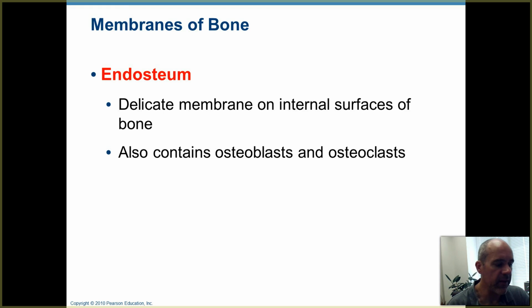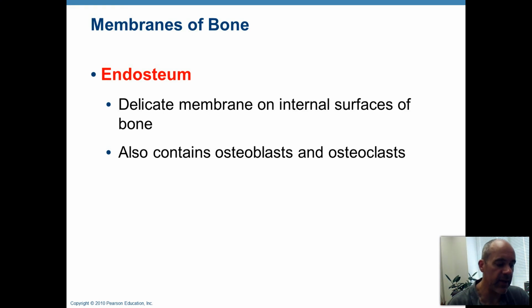A little bit more here about the endosteum. Again, this is a more delicate membrane. The periosteum is a tough, fibrous membrane. Endosteum is very delicate, but it's also a location where you have osteoblasts and osteoclasts hanging out so that they can be used when needed. We'll be hearing more about those guys as we move through the unit.